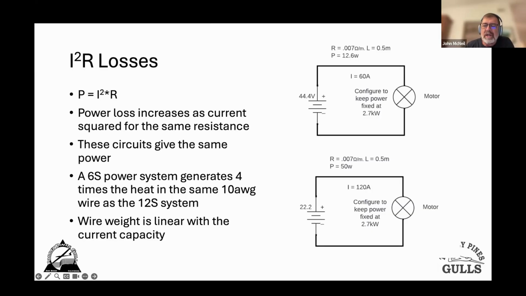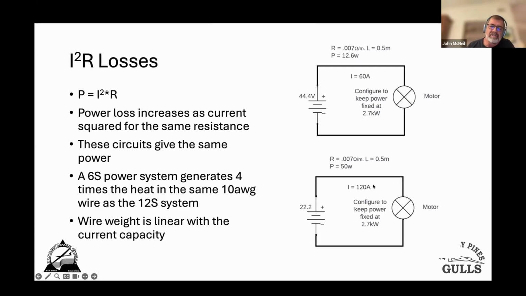The power loss in the wire, as we said on one of the first pages, is current squared times the resistance. So if I were to say, you know what, I don't want to fly that helicopter or airplane on 12 cells, that's kind of crazy, I want to do it on 6 cells. That's 22.2 volts nominal. But I still want my 2.7 kilowatts. Well, now I need 120 amps.